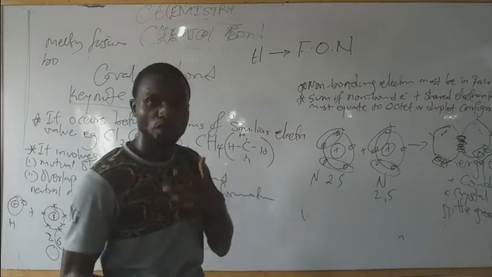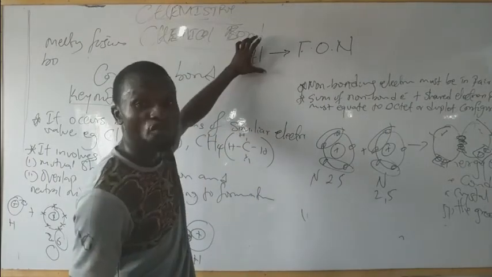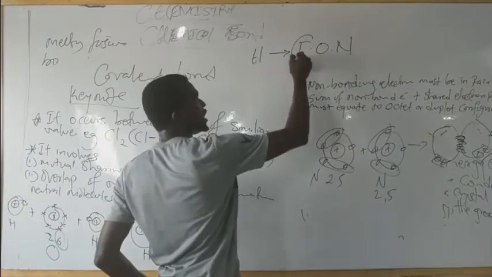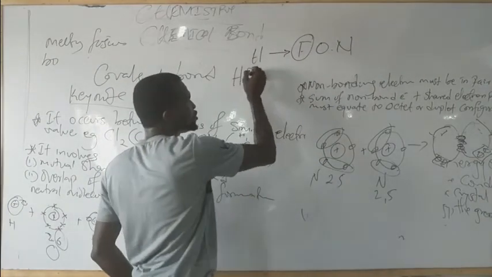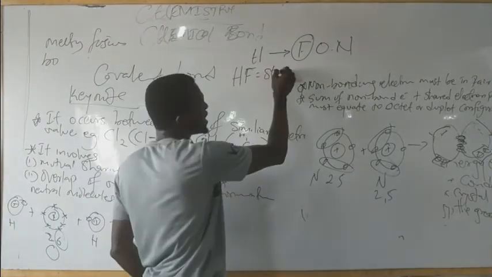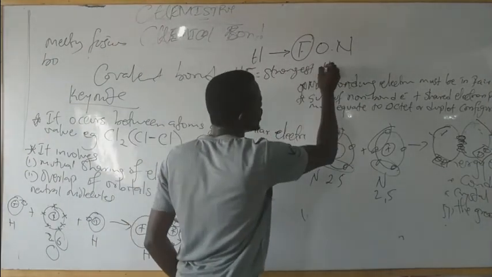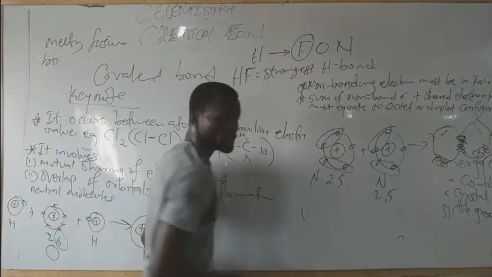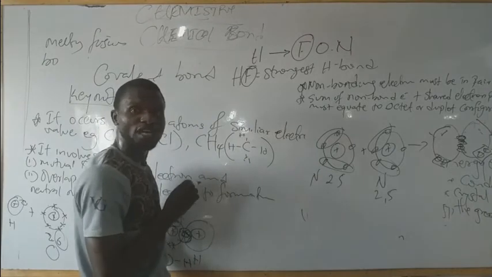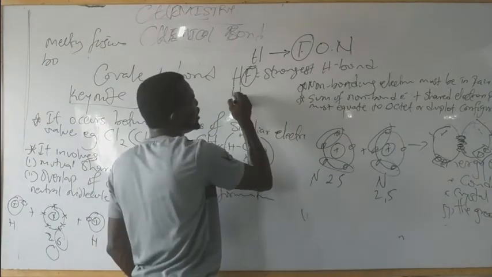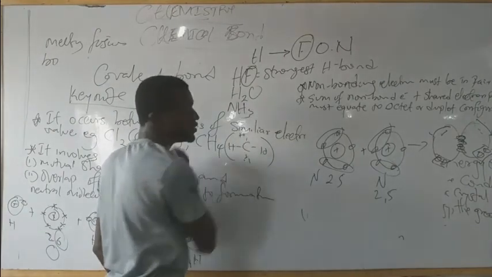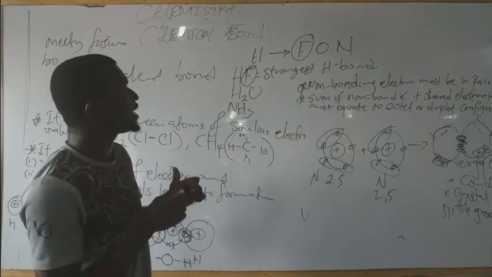In a layman's sense, for you to understand, when hydrogen is covalently linked to Mr. What? Form. So fluorine being the most electronegative, if it is associated with hydrogen, we have hydrogen fluoride. Therefore, it will have the strongest hydrogen bonding, because it is a powerful electronegative element. Followed by what? H2O, water. Then followed by what? NH3, ammonia. So that is for hydrogen bond.